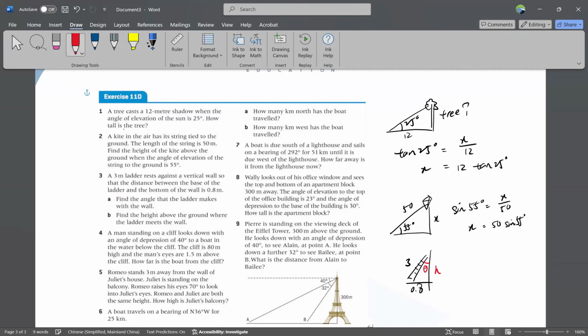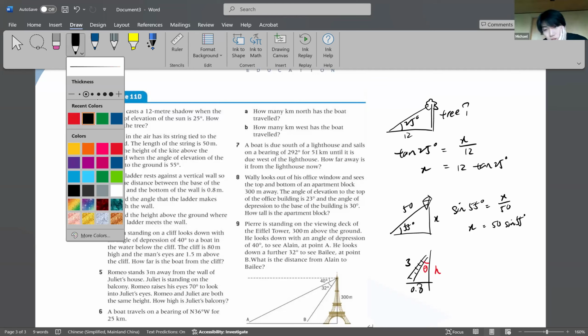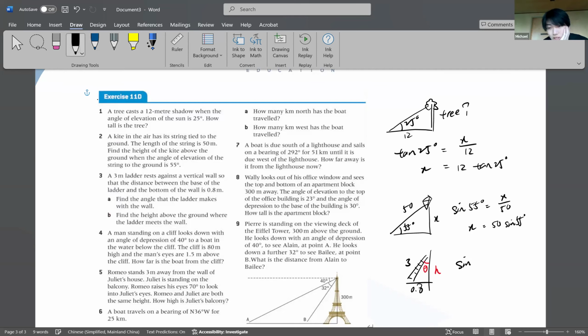Cos inverse of 0.8 over 3. So you use cos? Yeah. No, it should be sine because you define the sides relative to the angle. 0.8 is the opposite. Oh, I thought we were finding the angle between 3 and 0.8. Oh, you found the wrong angle. It says the angle the ladder makes with the wall. That's the angle on top, right? Oh, damn. Yeah, okay.